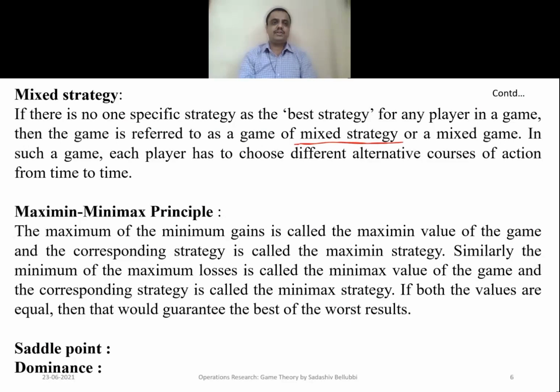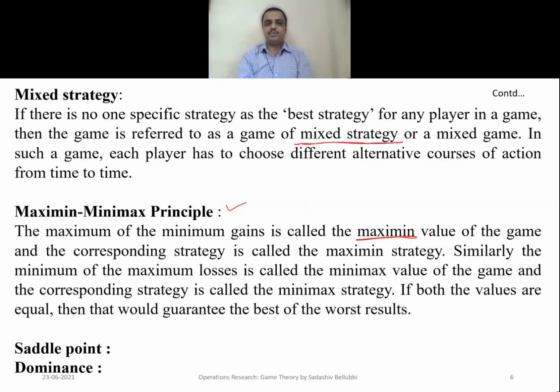Okay, next we come to the maximin and minimax principle. This is an important principle. The maximum of the minimum gains is called the maximin value. The name itself says it: the maximum of the minimum gains. If you have four strategies and all of them give you a profit, then out of all the strategies, we need to concentrate on the one giving the least gain, because the other strategies are already giving good profits. From that one, we again try to get a good profit. That is the maximum of the minimum value.